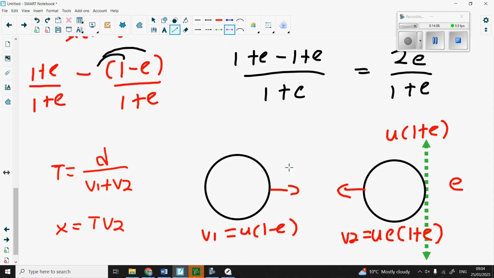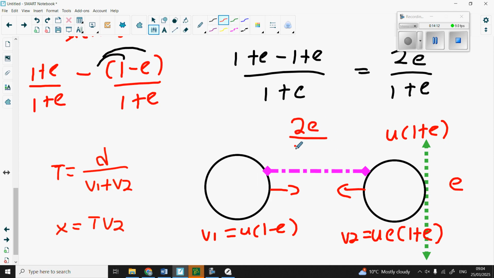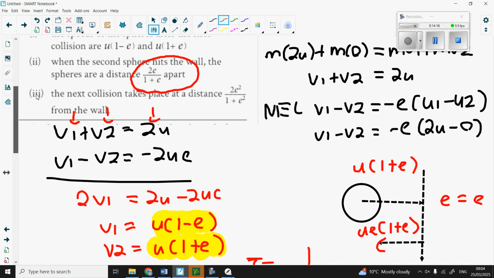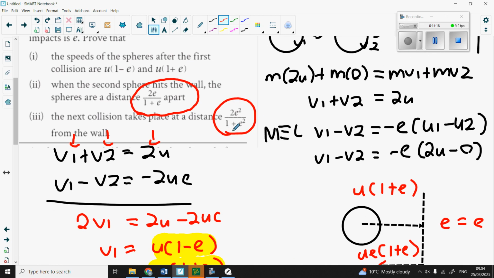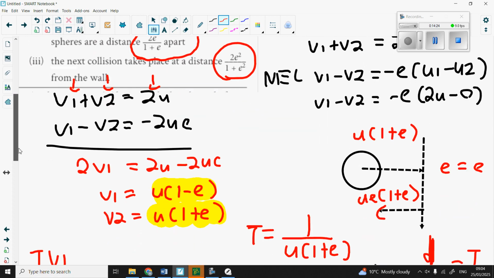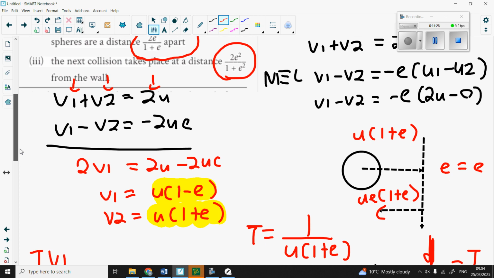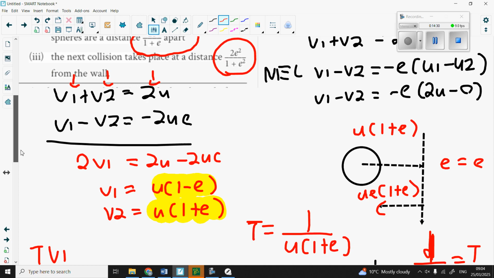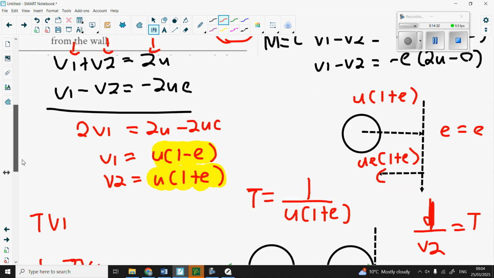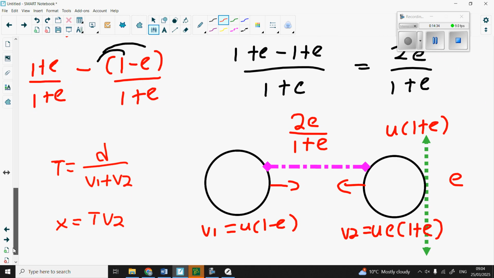Now what's their distance apart from each other? We calculated it in the last question: 2E(1 plus E). And if you reread the question, they want me to prove that it takes place this distance away from the wall. You're neglecting the size of the particles, by the way. You're taking them as point particles, like their diameter and radius. Doesn't matter. Is that right?